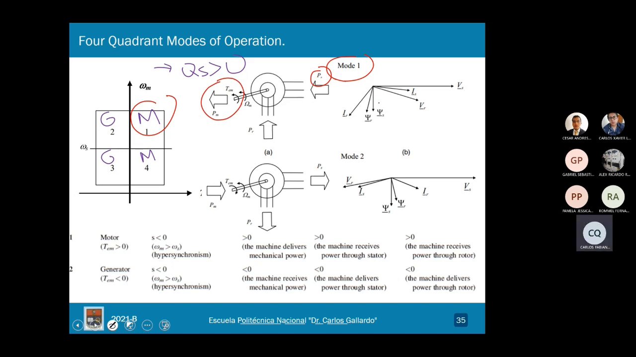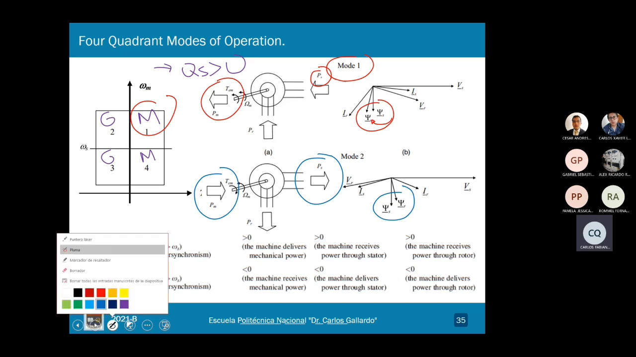What about the fluxes? I will have here the stator flux and the rotor flux. The stator flux is leading the rotor flux for the motor operation. What about the generator operation? For the generator operation it is opposite. In this case, the rotor flux is leading the stator flux. If I have a generator mode of operation, the input is the mechanical power and the output is the stator active power. Pay attention to this part.